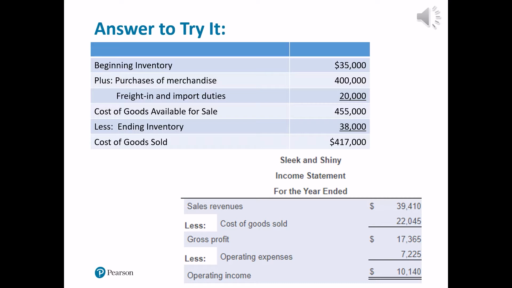So you'll see here that that line item, cost of goods sold, shows up on the income statement. This isn't an income statement based on this cost of goods sold, as you can see. The amounts are different. But I wanted to include this here because you will need to be able to build a simple income statement like this one from Sleek and Shiny.